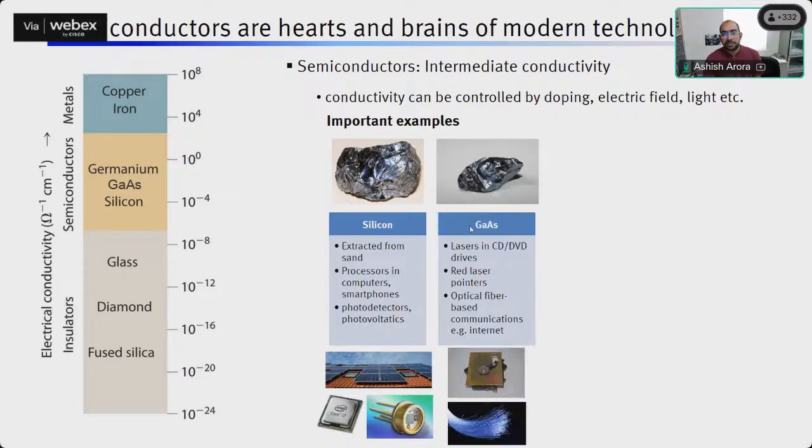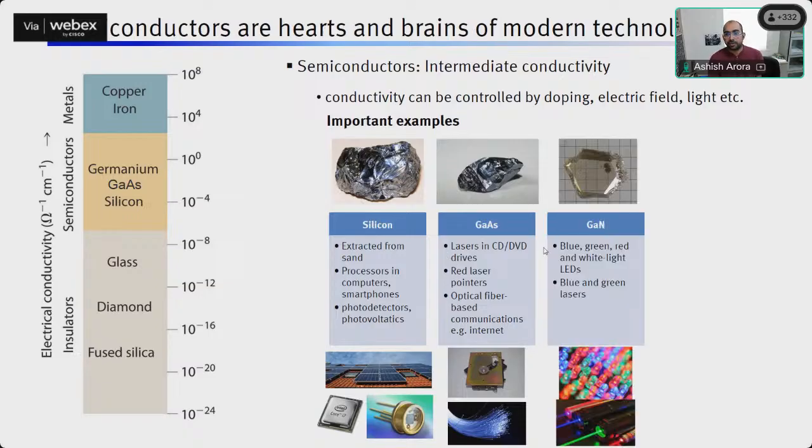There are more examples such as gallium arsenide. Now, this is a semiconductor which has been used in the lasers in CD and DVD drives. Of course, CD and DVD drives are sort of obsolete these days, but this has played an important role. Similarly, in red laser pointers or in optical fiber-based communication, such as the internet, gallium arsenide has a very large role to play because it's used for creating photodetectors as well as lasers for creating modulated beams in the optical fiber-based communication.